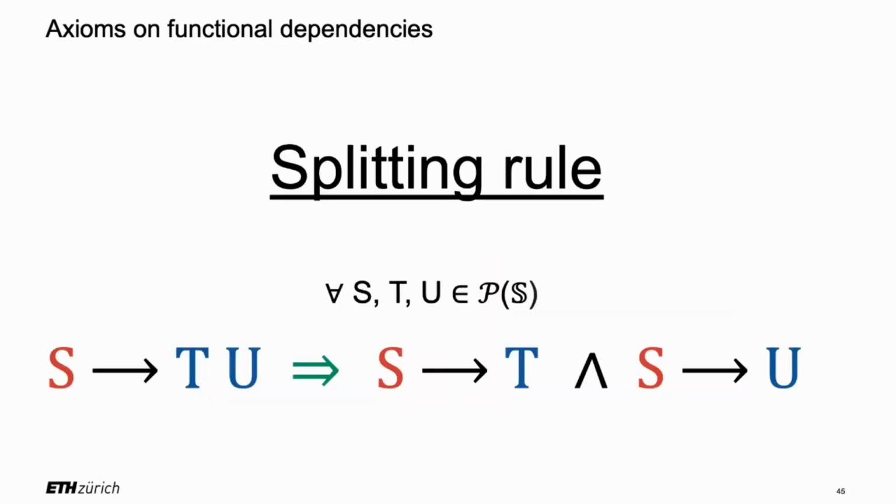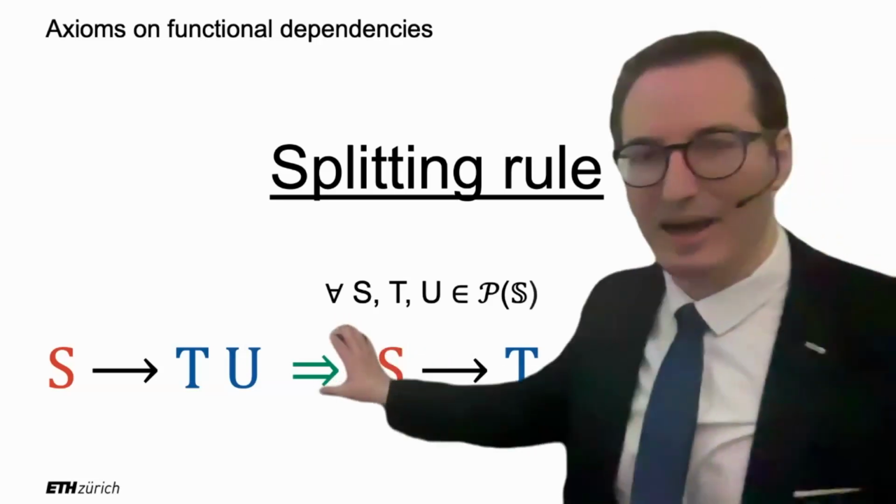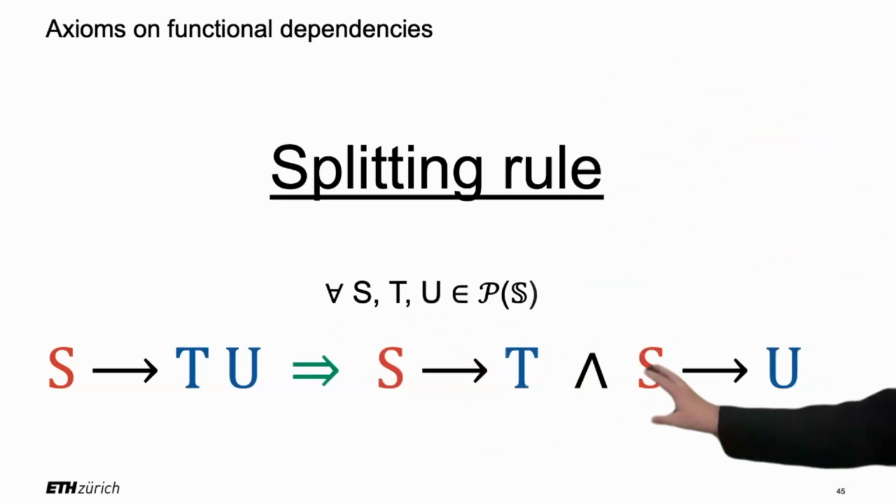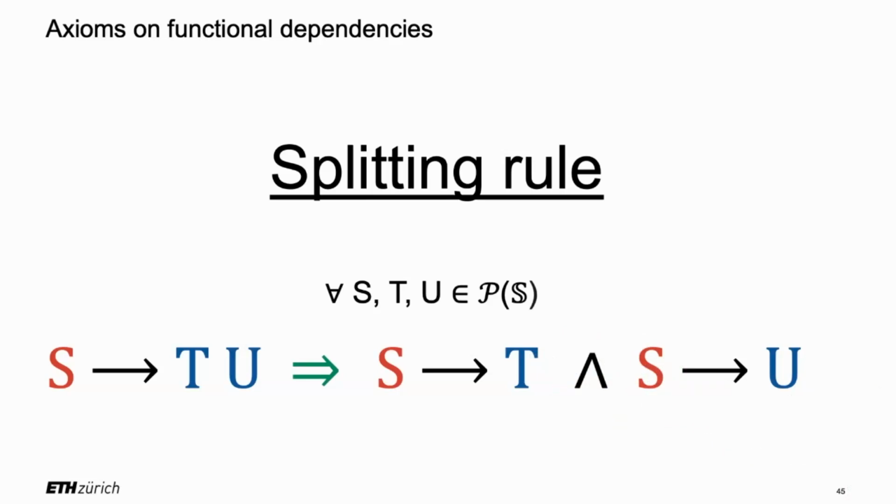Okay, here's another rule. So normally, all the symbols, now you know them, right? You know that the little thing like this means and, you know that the implied symbol and so on. So the splitting rule tells me if it is true that knowing the attributes in S, I also know those in T and those in U, then it is true that knowing those in S, I know those in T, and knowing those in S, I know those in U. Who agrees with that? It's perfectly reasonable, right? If you know more, then you know less, right? If you know a lot of things, then in particular, you know one thing. So yeah, that's called the splitting rule.